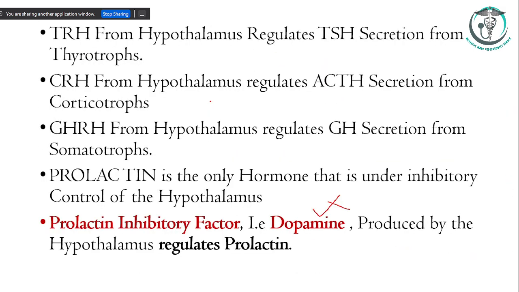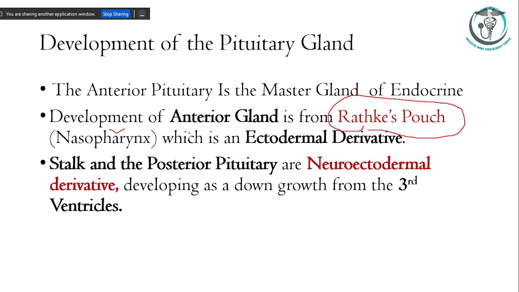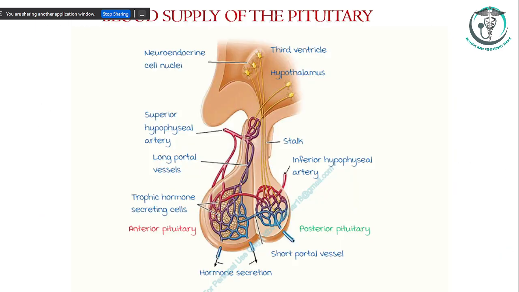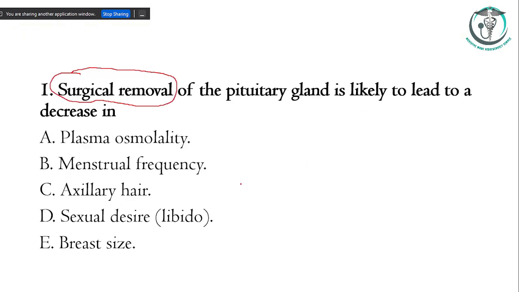Remember the posterior and the stalk, it's even written here. Stalk and the posterior pituitary, they're coming from the neuroectodermal derivative. Meaning when the surgeons are doing surgery, they never remove this part. They only remove the anterior, which comes from a different part. Now that I've oriented you, let's see if we can answer this question. Surgical removal of the pituitary gland is likely to lead to a decrease in... A cannot be true, right?